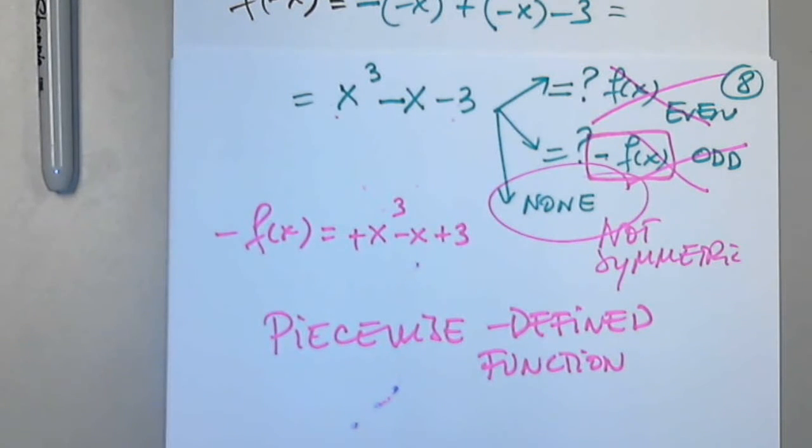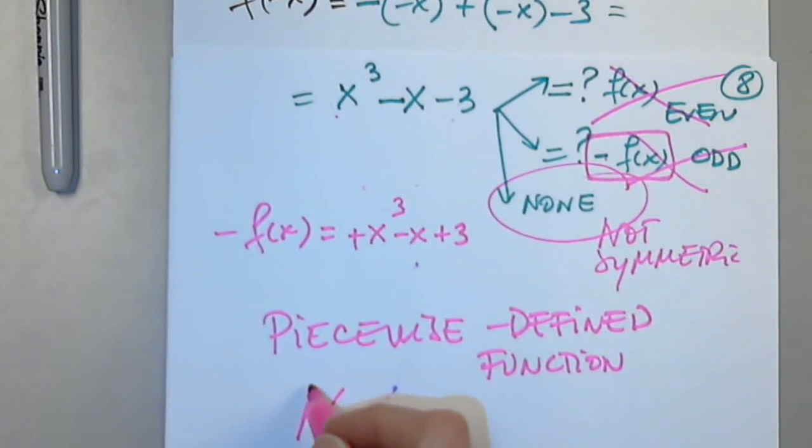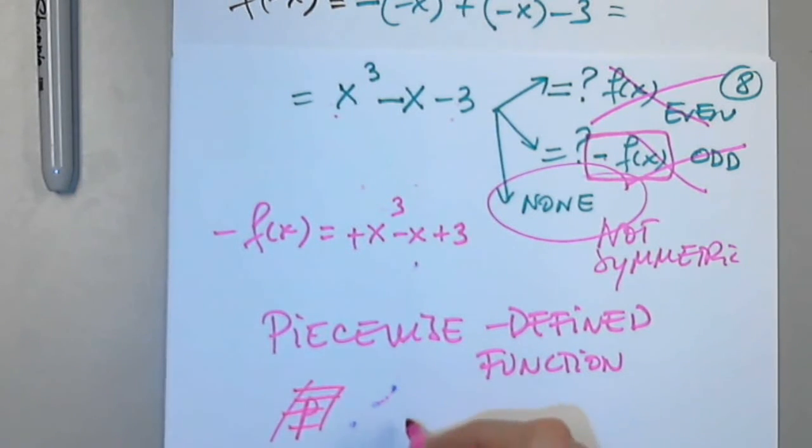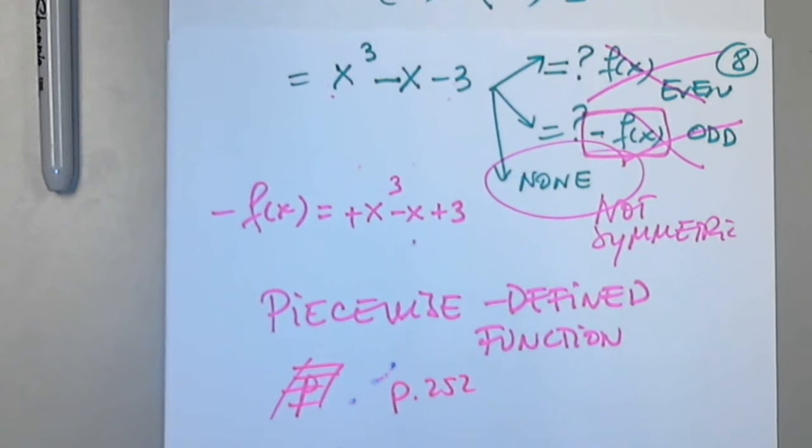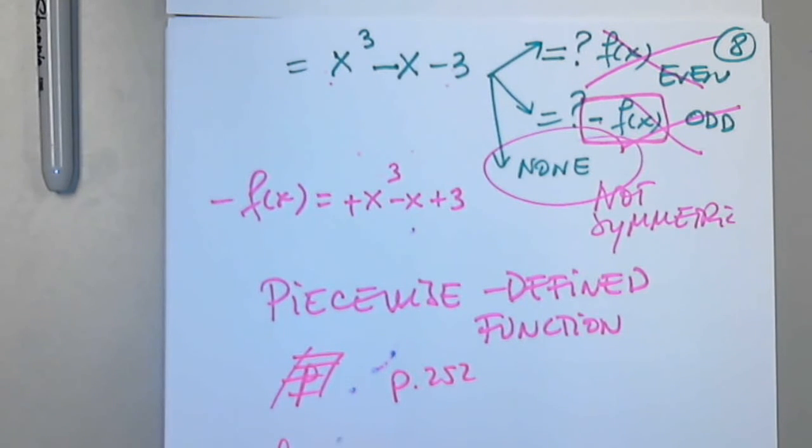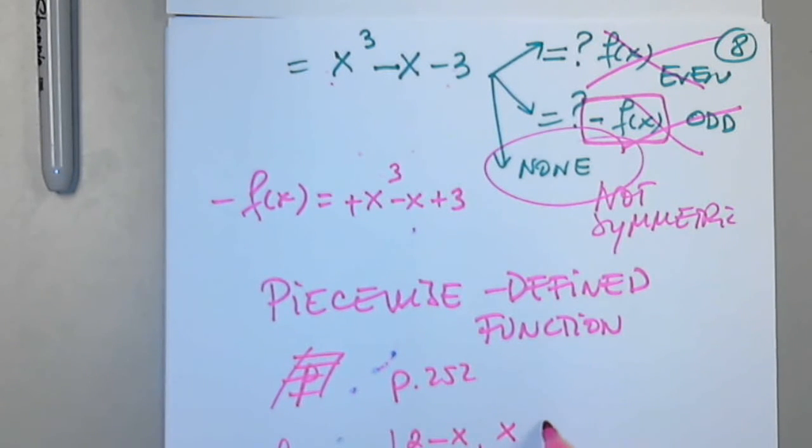Okay, I will pick a problem from page 252. I don't like any of those, but they are on page 252, so I'm going to make one up. So f of x equals 2 minus x for x less than or equal to 1, and 4x plus 1 for x greater than 1.